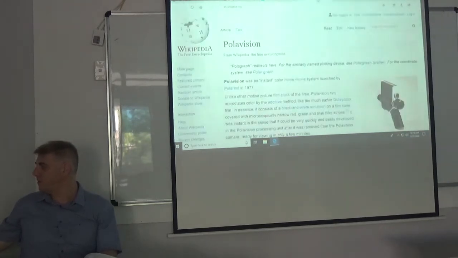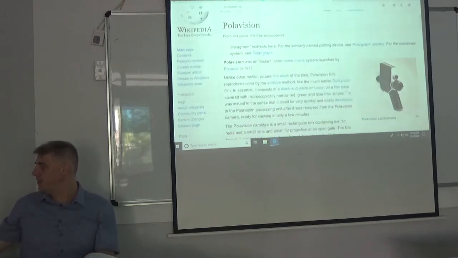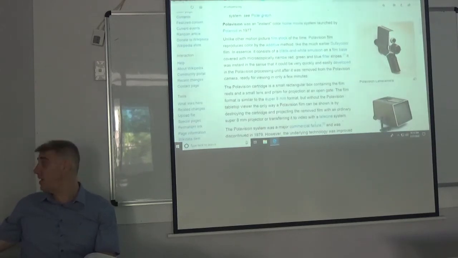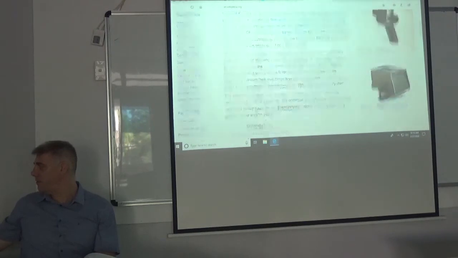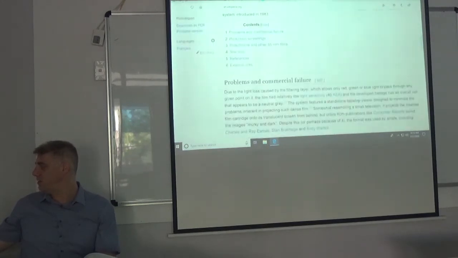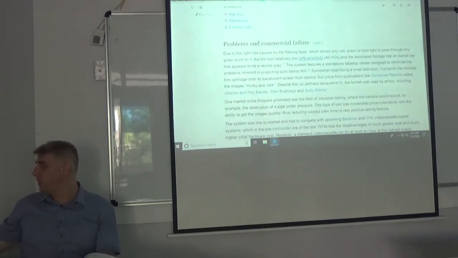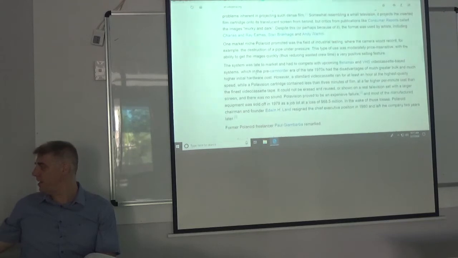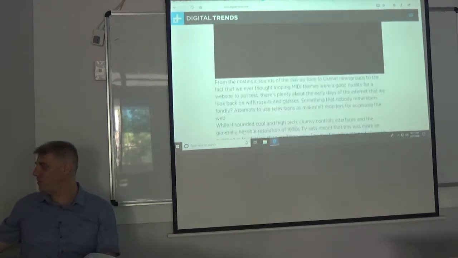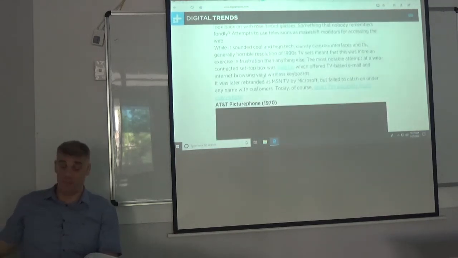What is Polavision? So you have this thing, instant color home movie system. Before the video camera was ready in 1977, they had a way that they could create film directly. They had their own player and cassettes. This little player, how cute is that? The film had low light sensitivity, but it was way ahead of its time. Web TV, watching online.